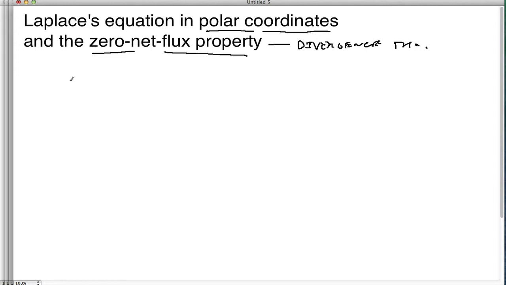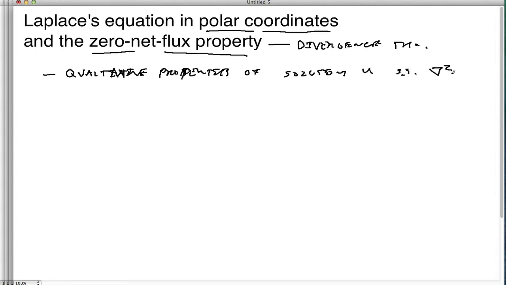First of all, we want to talk about some of the qualitative properties of solutions u such that the Laplacian of them is 0. Okay, so we want to know more if our function u of x comma y solves the Laplace equation. What can we say about u? Are there some interesting properties to that?